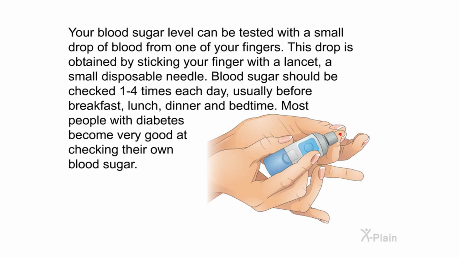Your blood sugar level can be tested with a small drop of blood from one of your fingers. This drop is obtained by sticking your finger with a lancet, a small disposable needle. Blood sugar should be checked 1 to 4 times each day, usually before breakfast, lunch, dinner, and bedtime. Most people with diabetes become very good at checking their own blood sugar.